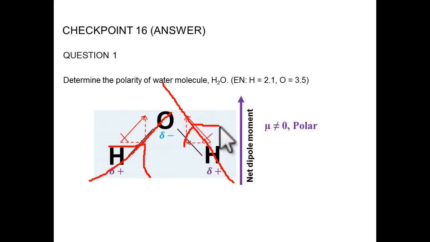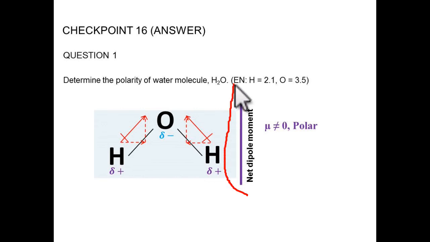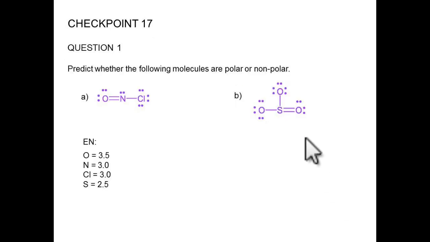So what will be the resultant? The resultant of these attractions is going to be upward. This will be your net dipole moment. Since there are the attractions, the net dipole moment is pointing upward, which means the mu is not equivalent to 0. So it is a polar molecule.